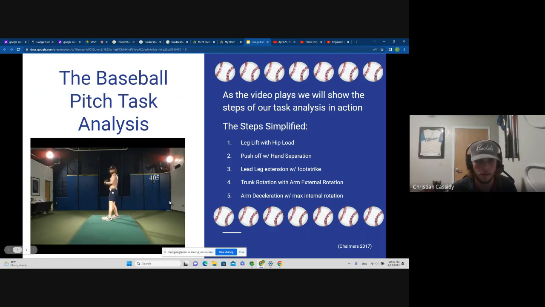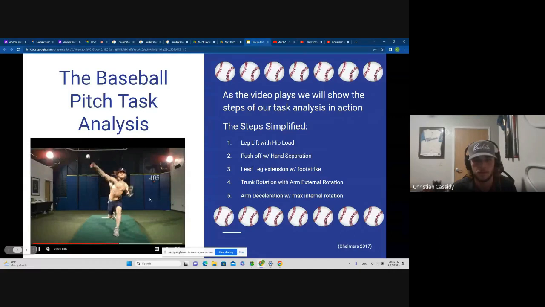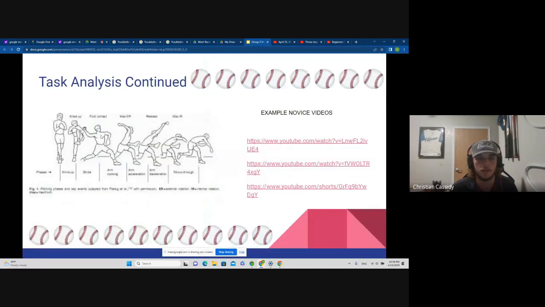With foot strike, trunk rotation with arm external rotation, boom, lay back with the torso, arm deceleration, max internal rotation. Perfect. All right. For our next slide, this is the task analysis we kind of butchered up to make it easier for Dyron, as well as us, to give our ideas.